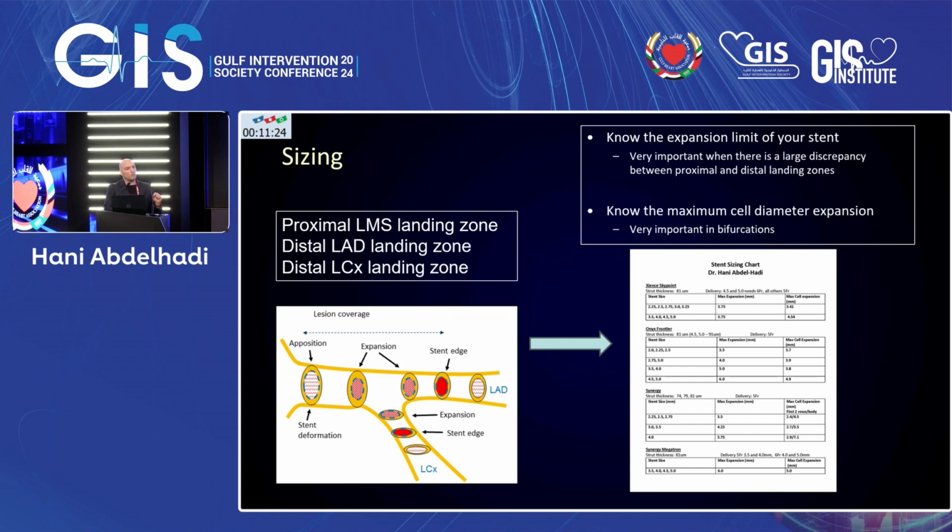Once you know your landing zone sizes, both left main, LAD, and circumflex, you can better formulate your strategy. It's very important you have a very accurate size so you can choose your stent. And then you need to know your equipment. How big do my stents go? How big do my cells go? There's no point doing a DK crush and putting a 4mm stent in the circumflex if the cell in your left main only opens up to 3mm. So you need to know what you're using and what sizes you're going with.